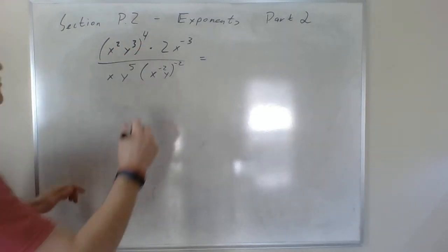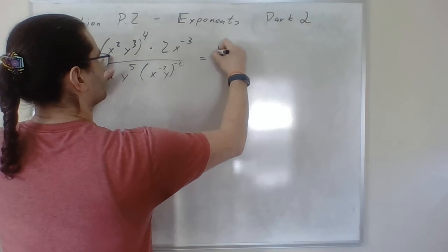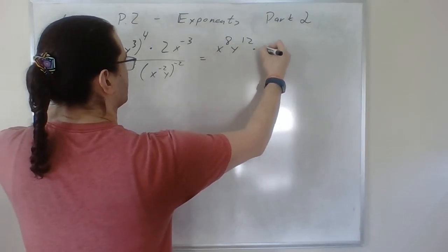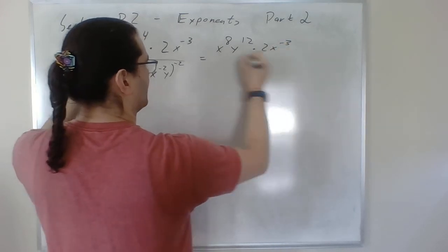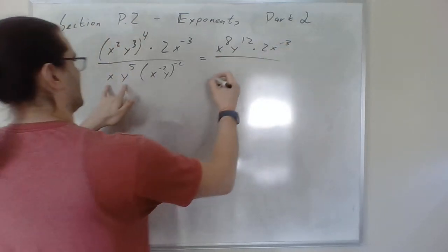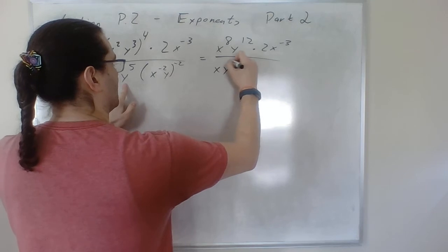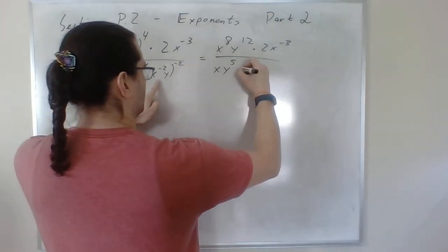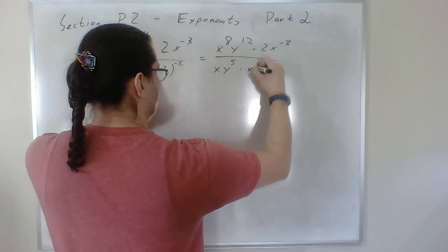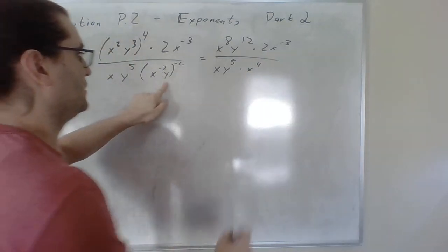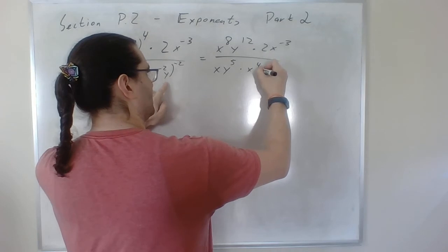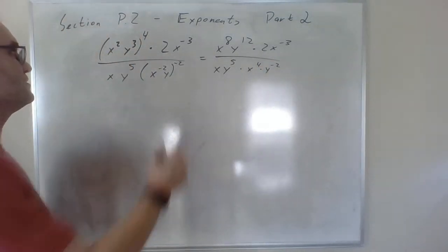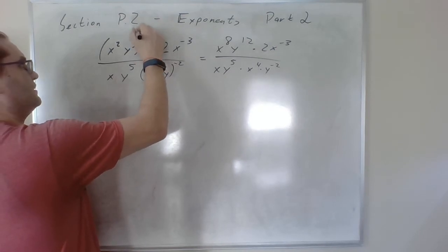So I'm going to deal with this 4 first. It's going to be an x to the 8th, y to the 12th, times 2x to the negative 3. On the bottom, this part's going to stay. X, y to the 5th. X to the negative 2 raised to the negative 2 again is going to be an x to the positive 4. And this is y to the 1 raised to the negative 2 will be a y to the negative 2. So I've distributed the 4 in here.